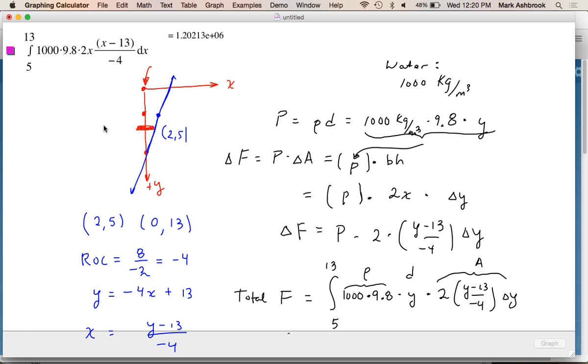All right, so let's talk about units here. For force, and we're in metric, the units would be newtons. So 1.2 times 10 to the 6th newtons. What would be a more appropriate unit here? Kilonewtons. So it would be 1,202 kilonewtons, or 1.202 meganewtons.